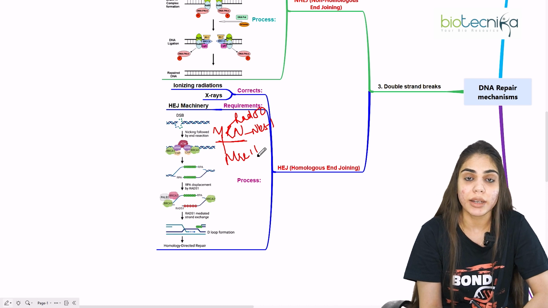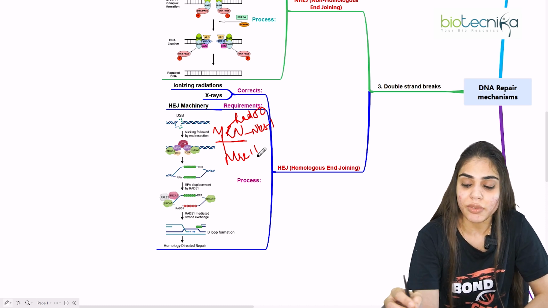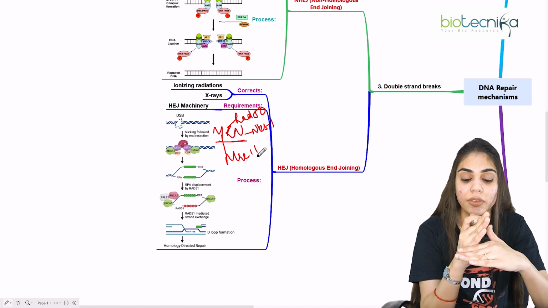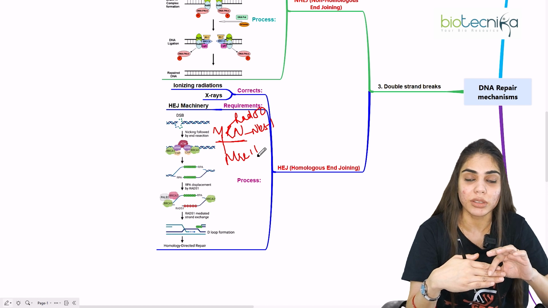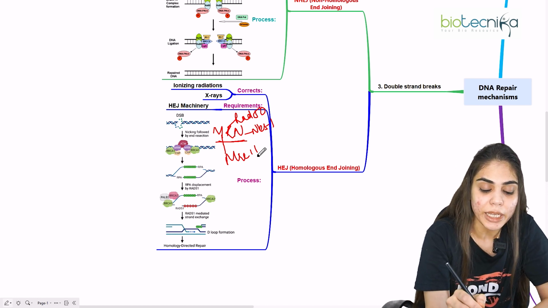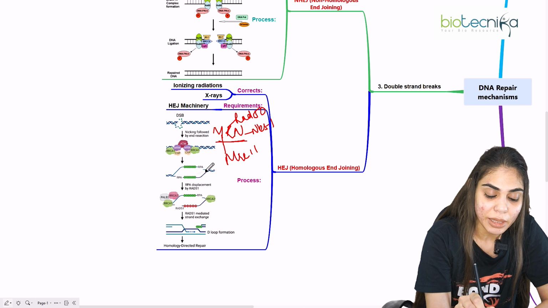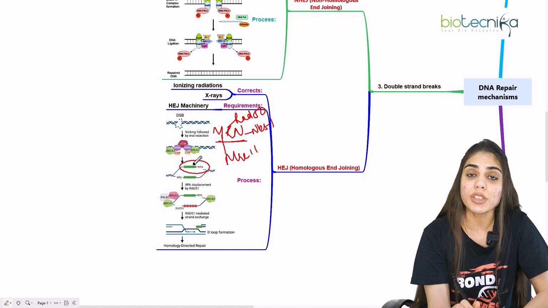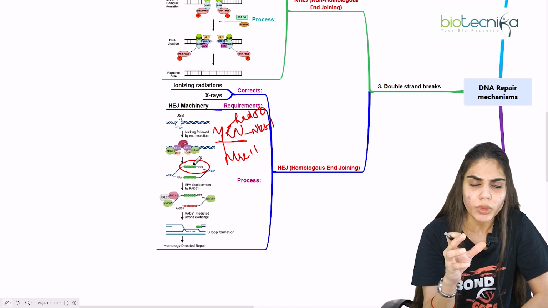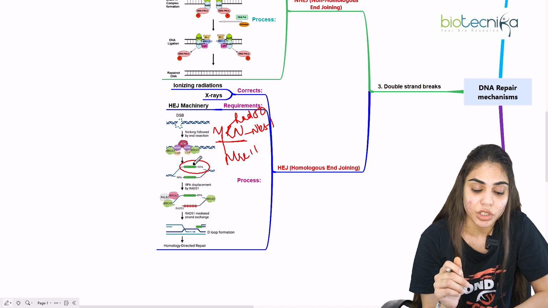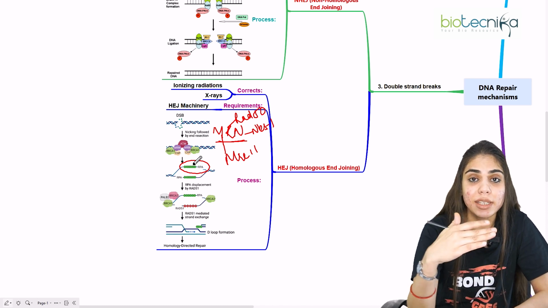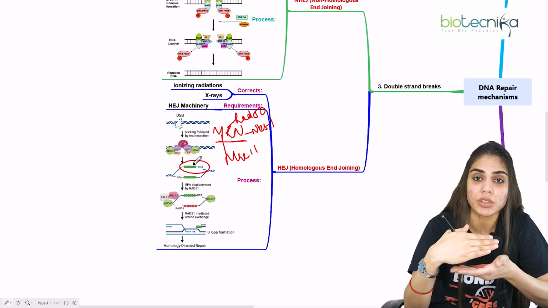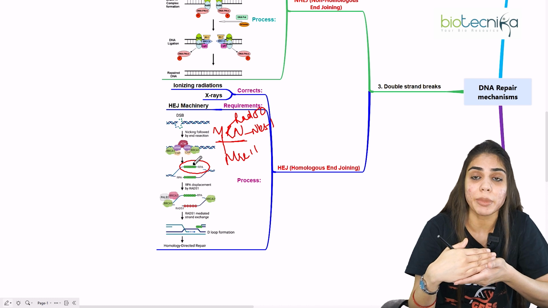Once the end resection is done, the 5' end is cleaved. Once the 5' end is cleaved, that will leave the 3' overhang. Now the 3' overhang will be maintained by replication protein A, and we all know that replication protein A is a single stranded DNA binding protein which is going to maintain any kind of strand in a single stranded fashion. So this RPA is going to maintain the single strand state, so that both the strands should not get coiled up and again come into a duplex form.